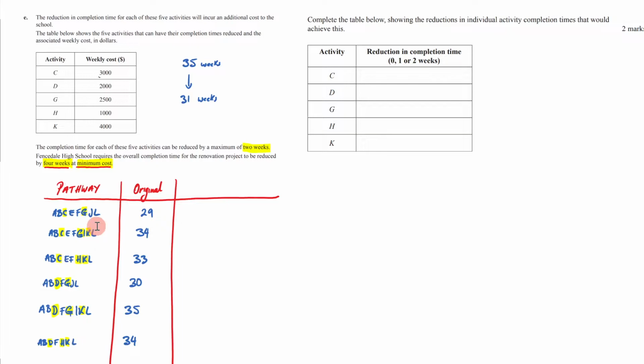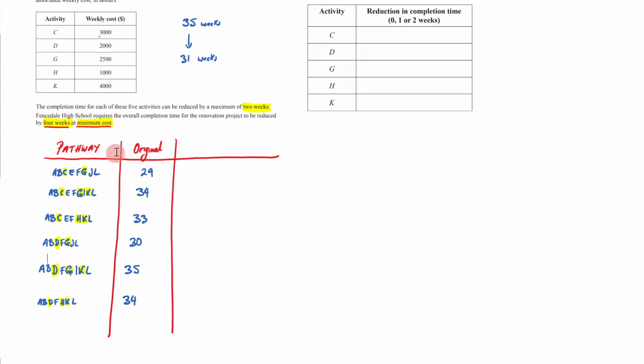Okay, now let's center ourselves. Let's remember the aim of the game. The aim of the game is to turn 35 weeks into 31 weeks for the minimum cost. How can we do this? Well, let's look at our 35 week path at the moment. So that is this right here. This is our critical path.